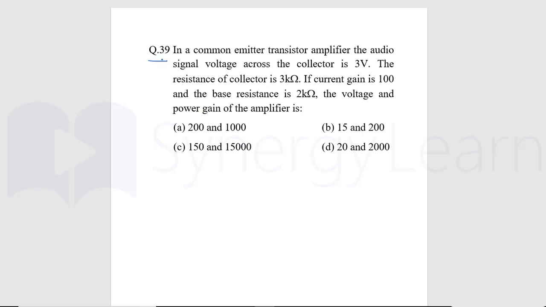In question number 39, it says a common emitter transistor amplifier, the audio signal voltage across the collector is 3 volt. That is the output, because output is across the collector, which is 3 volt. The resistance of the collector is 3 kilo ohm. The current gain is 100, so beta is 100. And base resistance is 2 kilo ohm. Then the voltage and power gain.